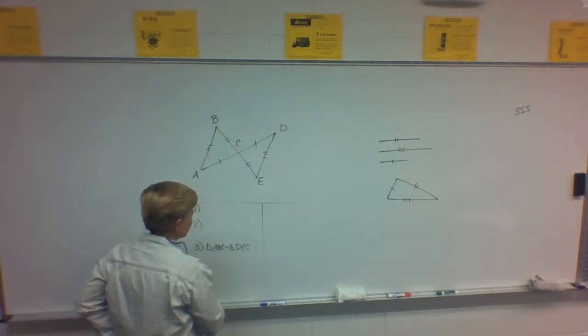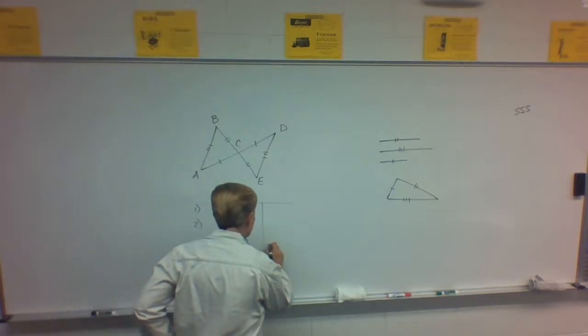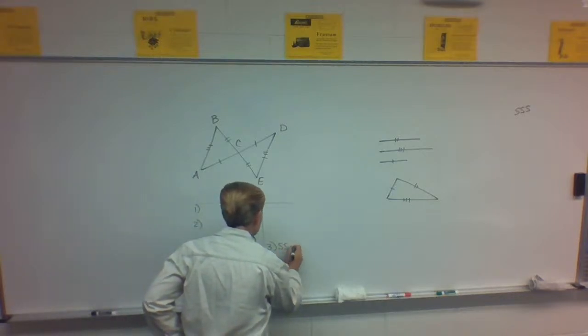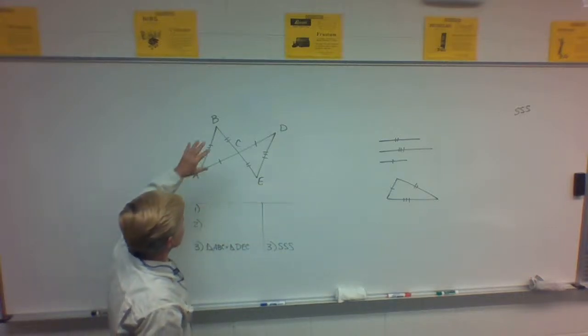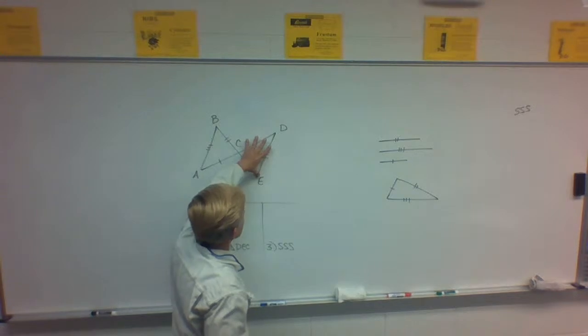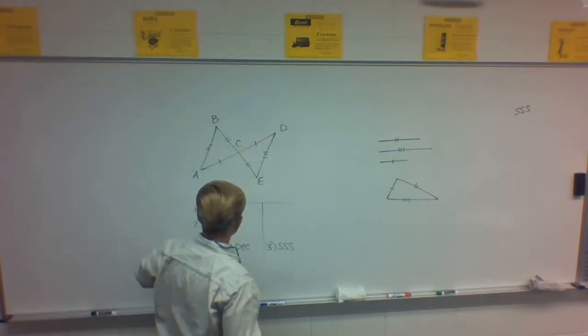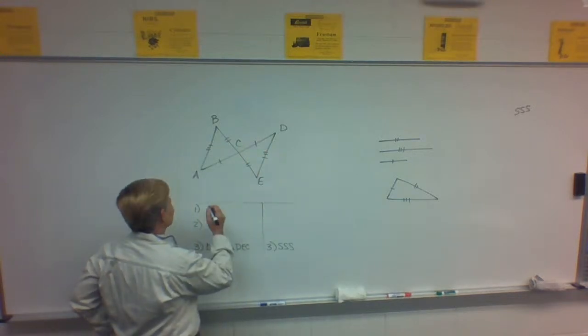You could say that they were equal. And the reason would be side, side, side. And that's all you write. Because this triangle's sides match up with this triangle's sides, and you've got all 3 parts. Let me go ahead and finish this proof.